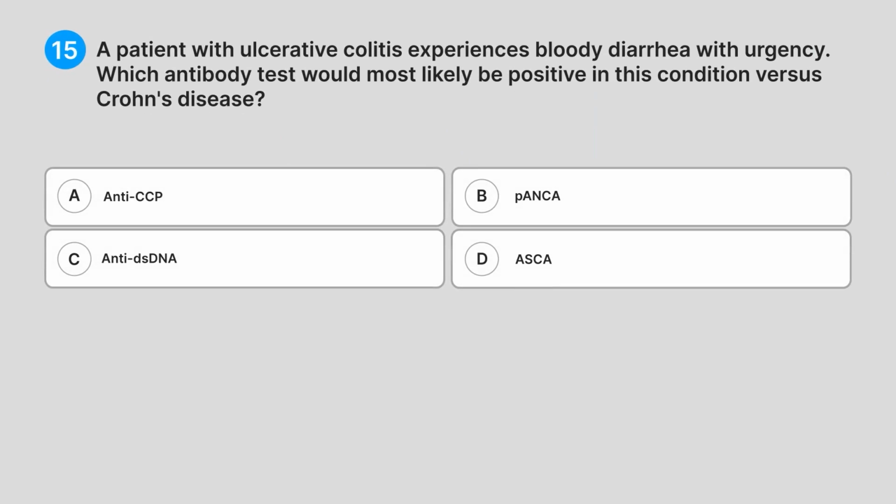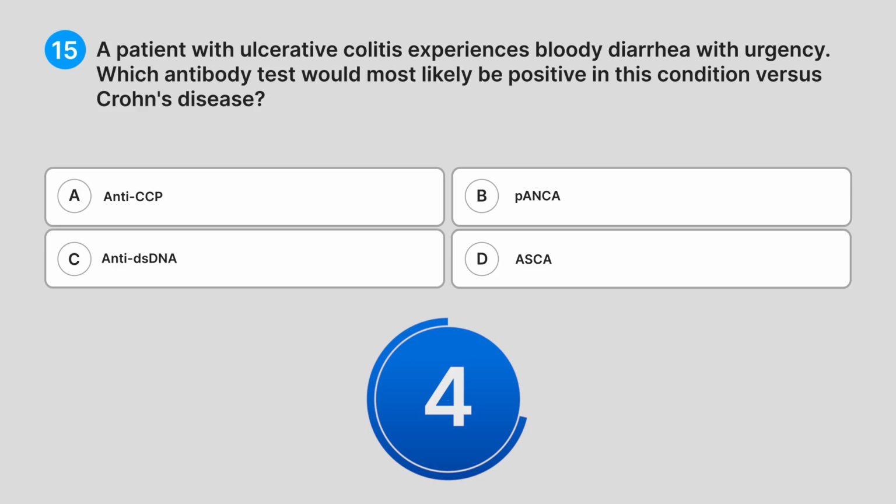15. A patient with ulcerative colitis experiences bloody diarrhea with urgency. Which antibody test would most likely be positive in this condition versus Crohn's disease? A. Anti-CCP, B. PANCA, C. Anti-dsDNA, D. ASCA. Can you guess the answer?